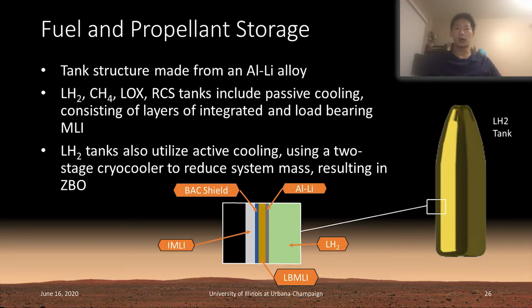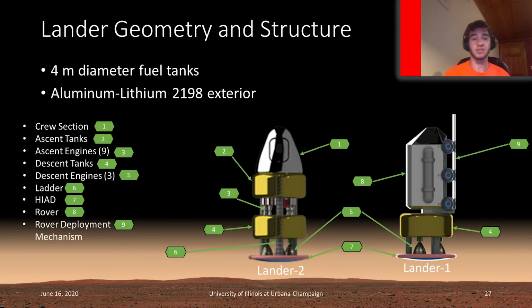An aluminum broad area cooled shield is used to distribute cooled helium. This results in zero boil-off for LH2 storage. The MLI layers and other component arrangements are shown below. Labeled diagrams of the two landers, Lander 1 and Lander 2, can be seen below on the slide.